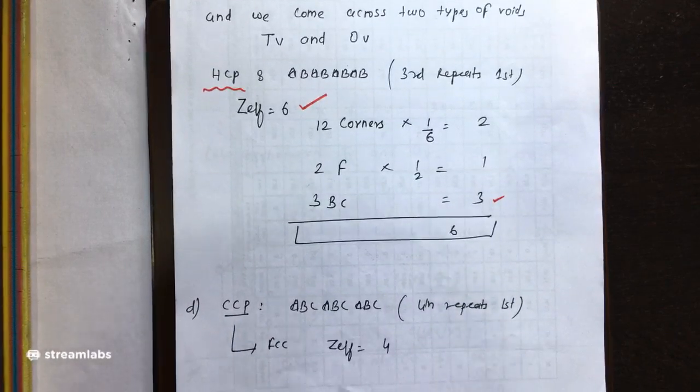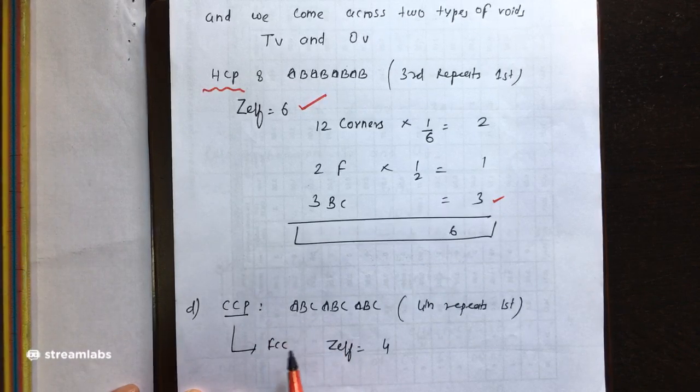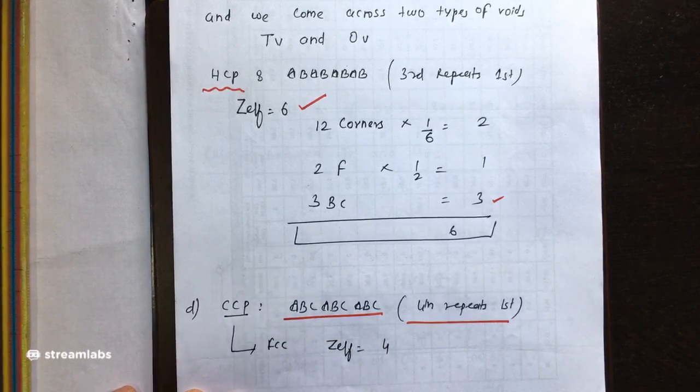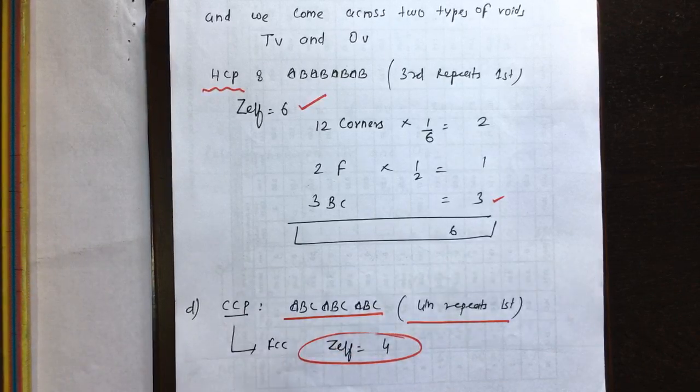In CCP, the 4th layer repeats the 1st layer. In hexagonal close packing, the 3rd layer repeats the 1st layer. In CCP, the 4th layer repeats the 1st layer, so this is nothing but ABC, ABC, ABC. 4th repeats the 1st. And if you talk about the effective Z efficiency, that comes out to be 4. So this is nothing but CCP only. In cubic close packing, CCP is also called FCC.